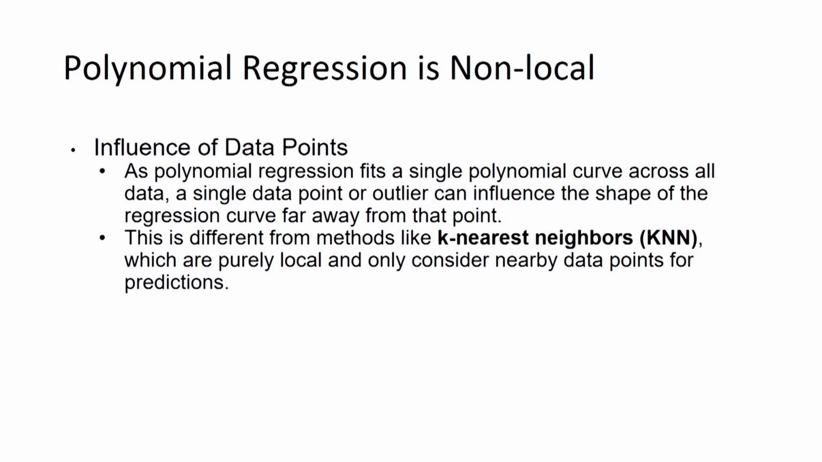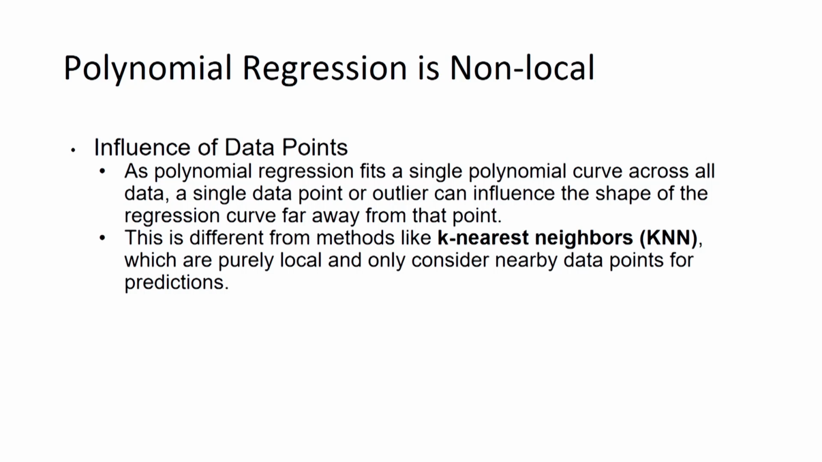So, the influence of the data point, as we will see, is the difference between non-local and local. As we have seen, polynomial regression is non-local, while we will see another machine learning algorithm, that is k nearest neighbor. This k nearest neighbor is basically used for classification purposes. When we see classification, we will see how it works.